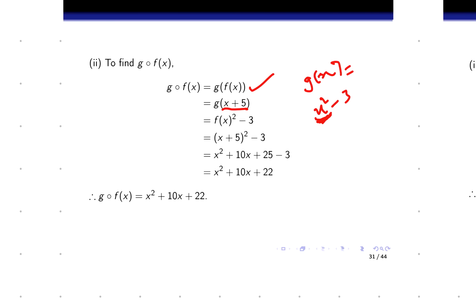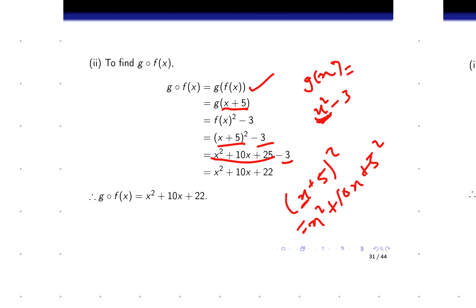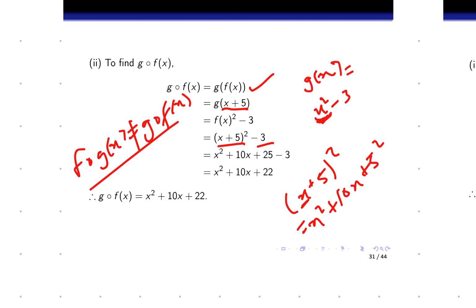If you expand this, there's a sharp way, like I said in one of the videos. x plus 5 squared: you have x squared plus 2 times x times 5, that is 10x, plus 5 squared. That's why you have x squared plus 10x plus 25 minus 3. So 25 minus 3 is 22. So you have g of f of x equals x squared plus 10x plus 22. Now you discover that f composed with g of x is not equal to g composed with f of x, except maybe for some specific kinds of functions.